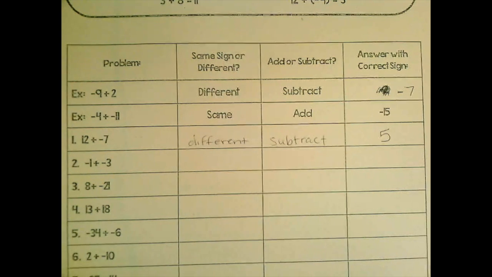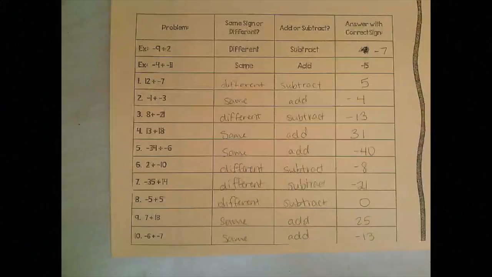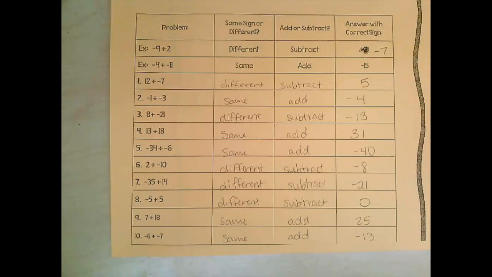Go ahead and pause the video here and complete the next 10 problems on your own. When you push play again, you should see the correct answers and you can check to see how you did. Here are the answers to numbers 1 through 10. How'd you do? If you got all 10, give yourself a pat on the back. Let's flip it over to the other side.